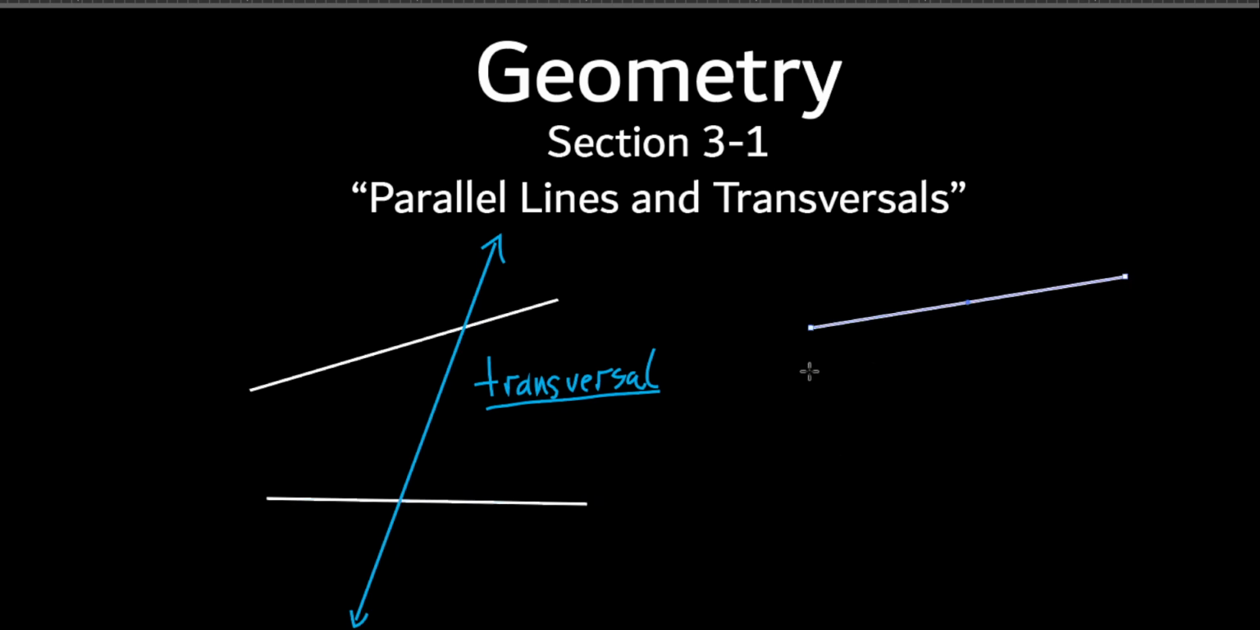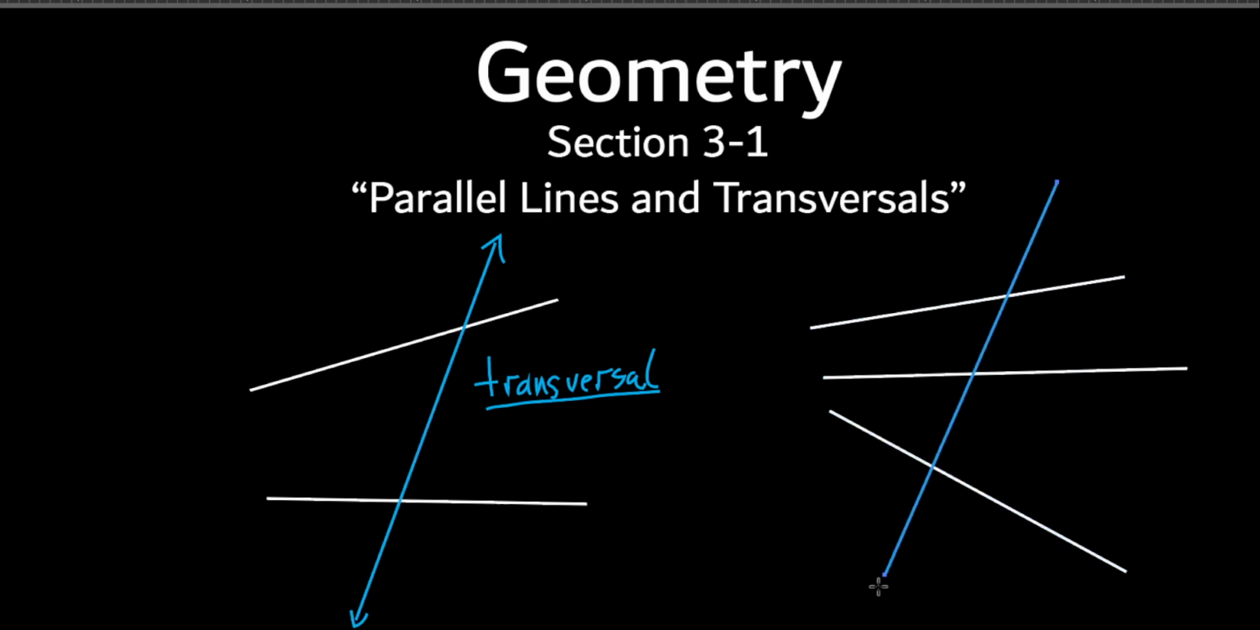So if I had a line here, a line right there, and a line right there, and then I had a line like this, that blue one is still a transversal. Why is it a transversal? Because it intersects the other lines. So if you have one line that intersects multiple other lines, we call that the transversal, okay?